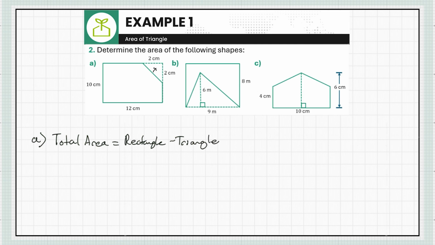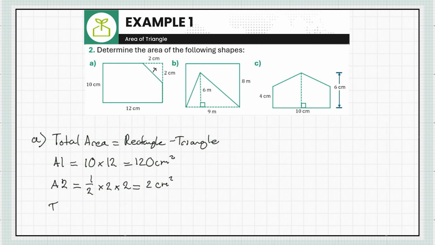Right, so let's do the area of the rectangle first. I'm just going to call this A1. A1 is going to be equal to length times breadth, so just 10 times 12, which is equal to 120 centimeters squared. And we'll call the triangle A2. So A2 is going to be equal to the area of a triangle, which is half times 2 times 2, and that just equals 2 centimeters squared. So the end result is going to be that our total area, which is called TA, is going to be equal to 120 minus 2, and that just equals 118 centimeters squared.